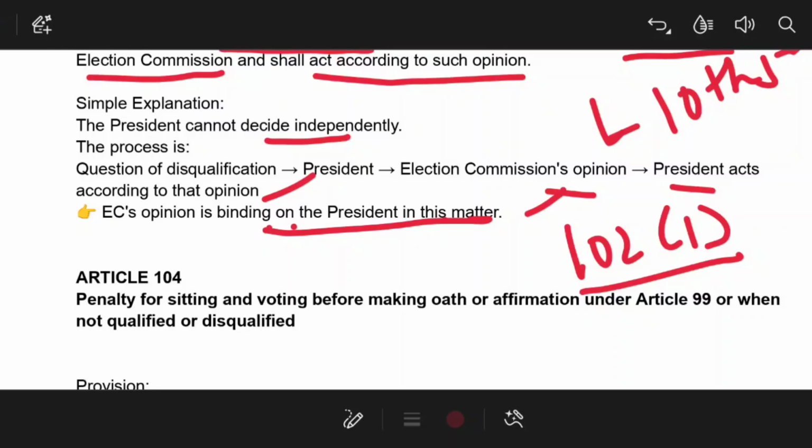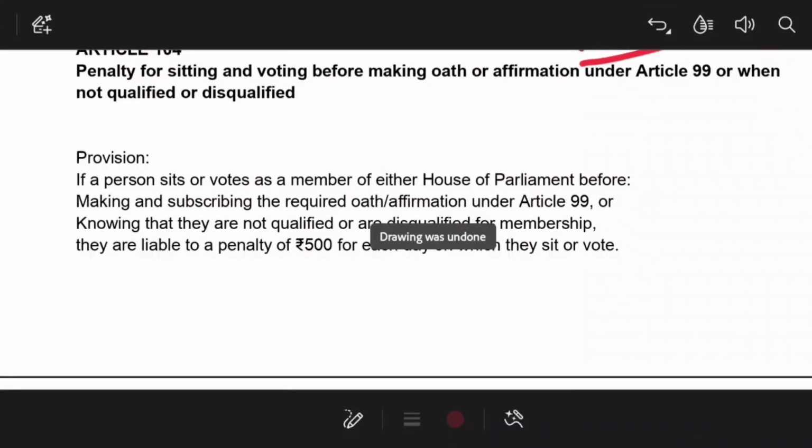Now Article 104. Just tell me one important thing: if a member does not subscribe the oath to the office, then can he be liable to sit in the proceedings of the House or take part in the proceedings of the House, can he speak? No. This is not allowed under the Constitution of India.